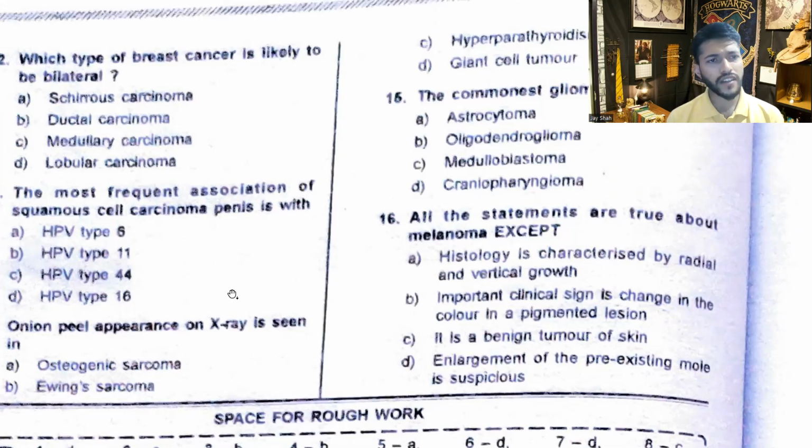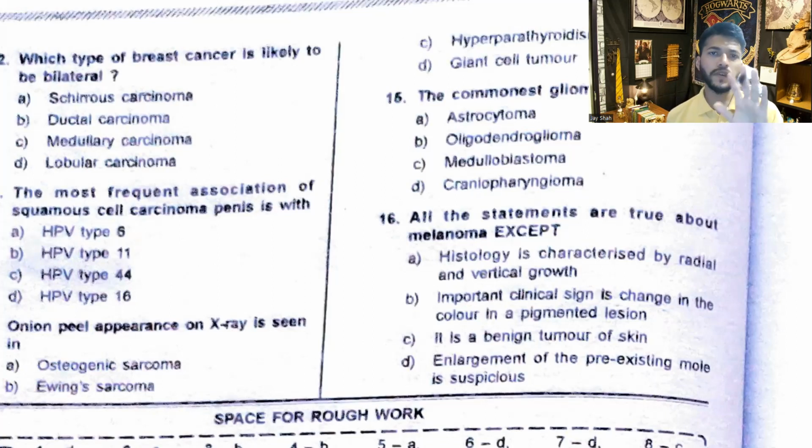Onion peel appearance on X-ray is seen in, again, it's a fact which you need to remember, it's seen in Ewing sarcoma. Ewing sarcoma is generally seen affecting your flat bones, your ribs, your scapulae. That's Ewing sarcoma.